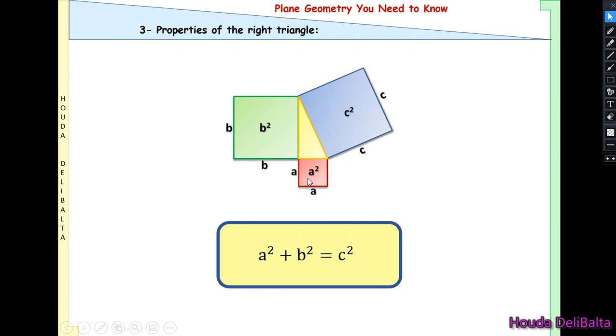And thus, we can conclude that a squared plus b squared equals c squared. And that's Pythagoras theorem as well. If you need to know more about Pythagoras, the mathematician, you can search Google and find more information about Pythagoras.